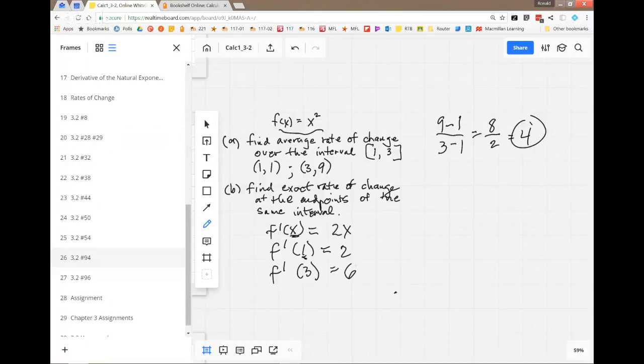So, average rate of change, slope, turns out to be 4. Exact rate of change at the endpoints, f prime at 1, 2, f prime at 3, 6. Okay. Anybody have a question on that?